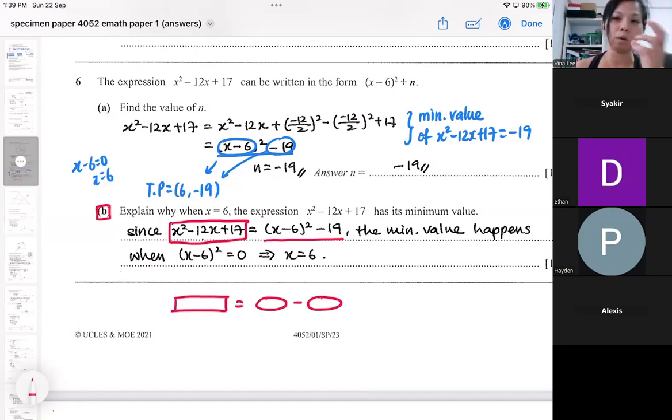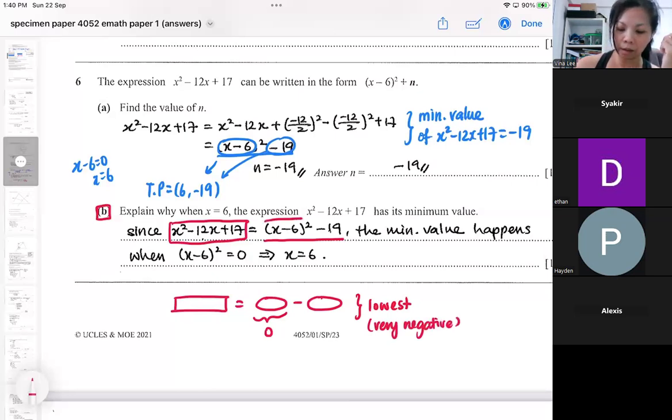You remember the linear inequality that you play around with? Sometimes you play around with how do you get the lowest value? How can you get the lowest value? That is when this part is a 0. You can get the lowest value, that means very negative value, when this is a 0. You can get a very negative value when you have 0 minus 19. Okay, 0 minus 19 is the lowest you can go.